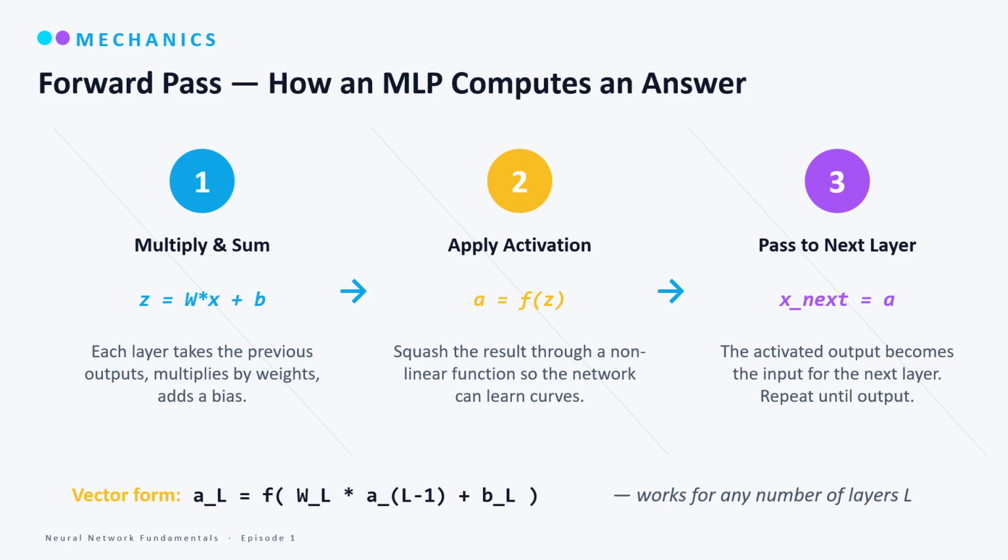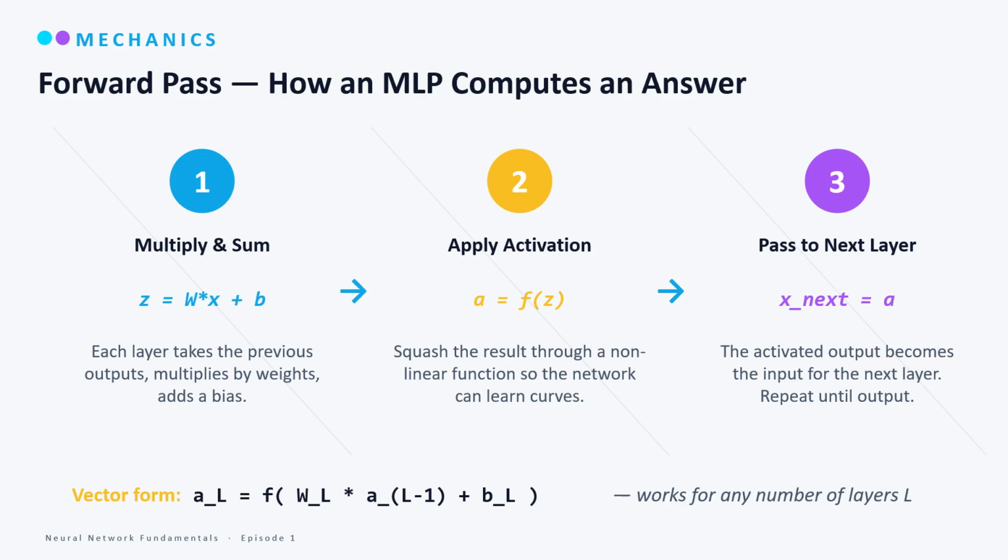Step 1, multiply and sum. Take the inputs, multiply by the weights, add the bias, same as before. Step 2, apply the activation. Pass the result through a non-linear function. We'll talk about why in a second.